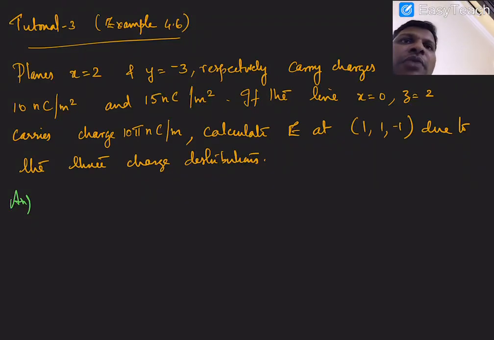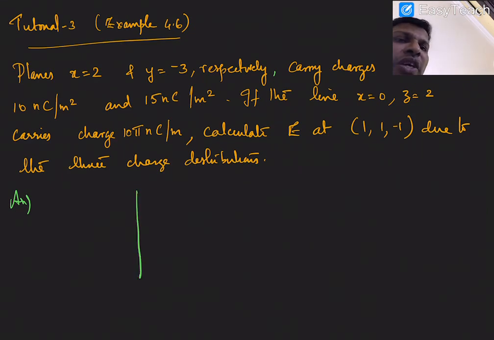So we will see the next problem, tutorial 3 example 4.6. This is the example from the textbook. The planes x equal to 2 and y equal to minus 3 respectively carry charges 10 nanocoulomb per meter square and 15 nanocoulomb per meter square. Also, the line x equal to 0, z equal to 2 carries a charge of 10 pi nanocoulomb per meter. Calculate the electric field at (1, 1, minus 1) due to the three charge distributions.